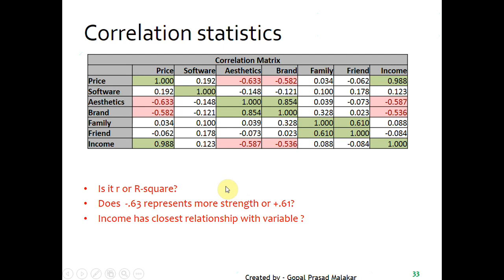Which variable has the closest relationship with income? If you look here, it is 0.988. Obviously, the way I derived it, I would have used price and multiplied it by something to generate this income variable as a random variable, because I would have added some error component.